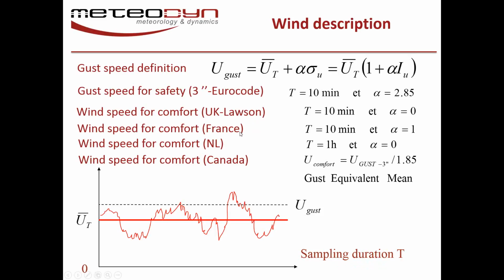In France, it's different. We use a criterion with a mean value plus a standard deviation. In the Netherlands, it's different because we use a wind speed with the average value over 1 hour, with alpha equal to 0. There is no fluctuation. So here you can see lots of criteria. So the gust speed is different.